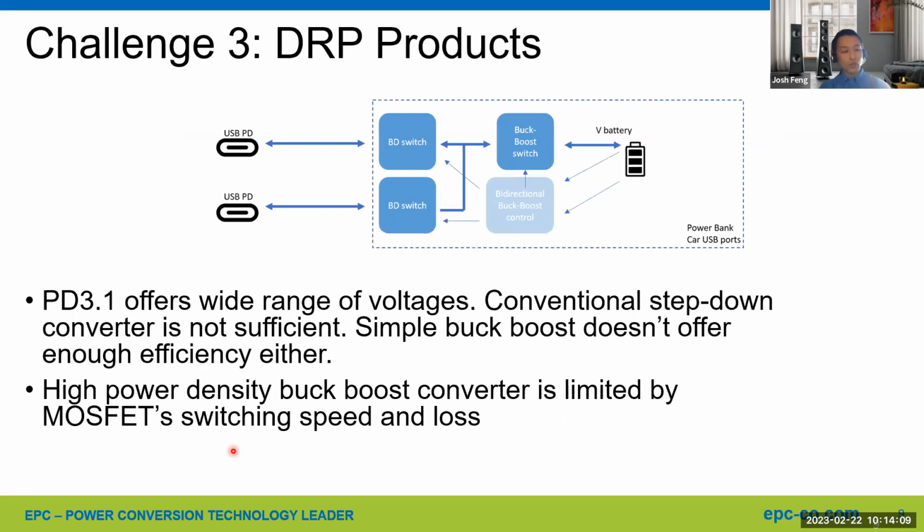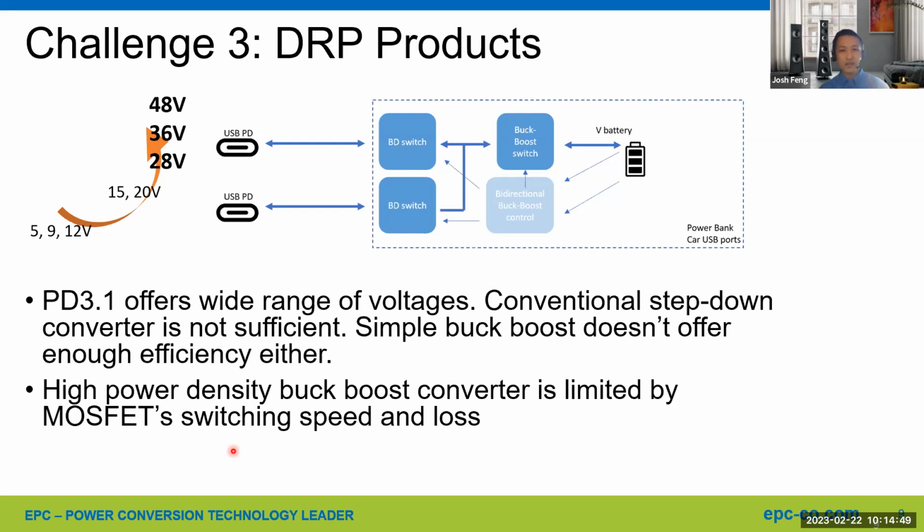Now, to address one more challenge before I go down to the solutions: again, as we're seeing, the PD voltages are increasing. So in typical DRP products, for example, if you're running a 12 volt battery, in the past you just had to down convert to 5 volts. But that's no longer the case. A conventional step down converter is not sufficient anymore because PD needs to address quite a wide range of voltages, right? You go down to 5 volts and all the way up, in the future, to 28, 36, 48 volts. Even a simple buck boost converter doesn't quite offer enough efficiency.